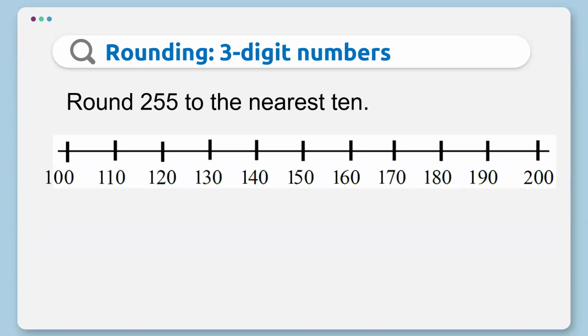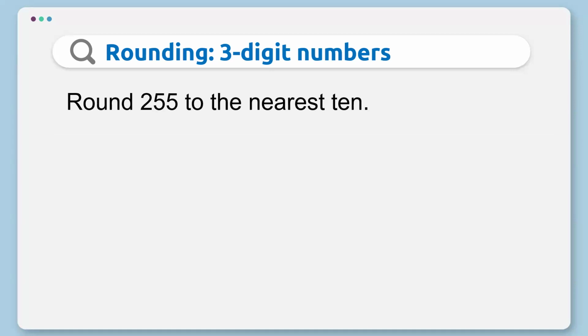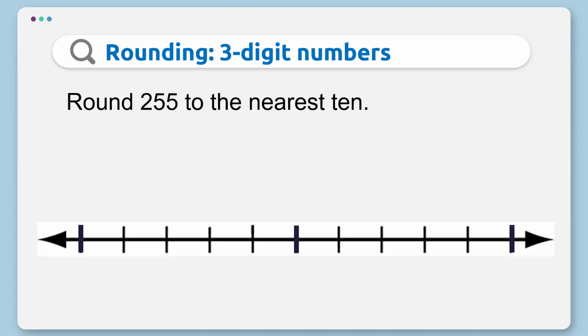Now, let's round 255 to the nearest 10. Can I use this number line to help me? If you notice, 255 does not fall within this number line. Hence, we can skip to the second step like we did earlier. Can you tell which two numbers 255 is in between? It will be 250 and 260. And where is 255? It is right in the middle.